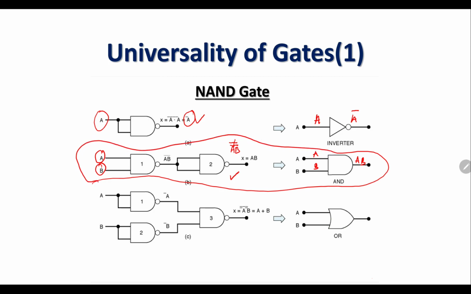Next, if you have this gate, A becomes A bar and B becomes B bar. Then it goes to the NAND gate, A bar times B bar, all barred, so it looks like A plus B. A plus B is just the operation of the OR gate, so the output will be A plus B.